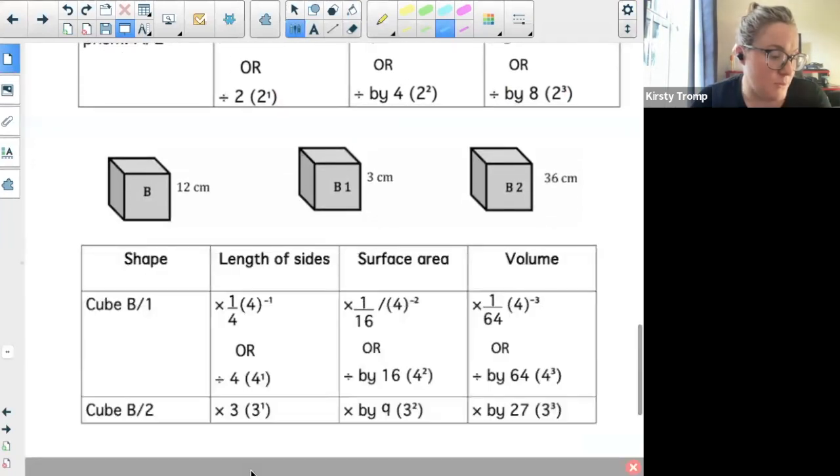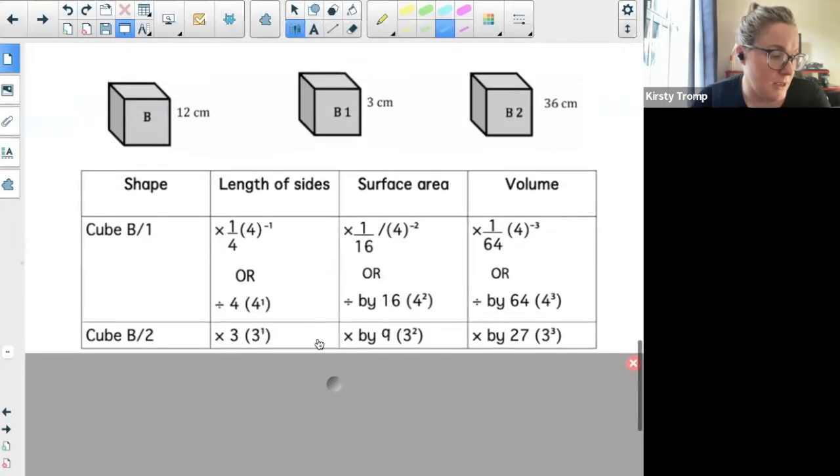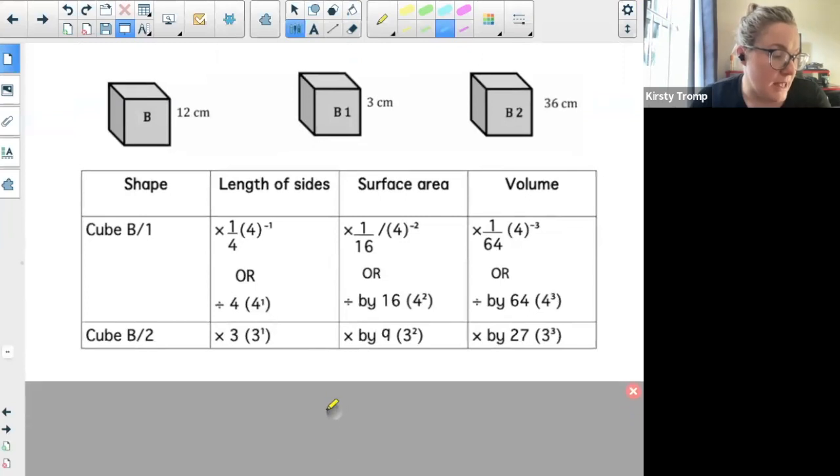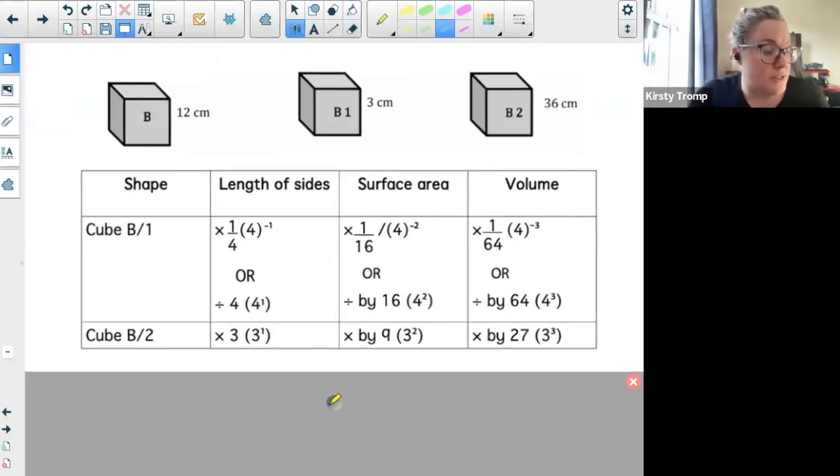My last table to fill in there for you. For these shapes, how do we get the length of the sides? We've got 4. 4 squared gives me 16, and 4 to the power of 3 gives me 64. And finally, 3. 3 squared is 9, and 3 to the power of 3 is 27.